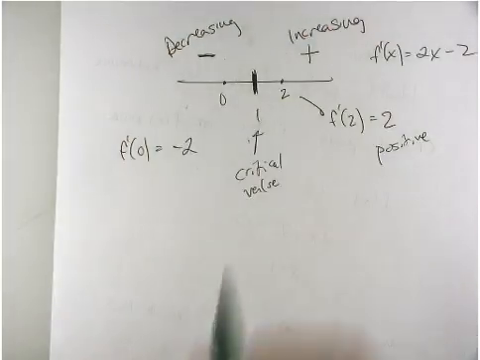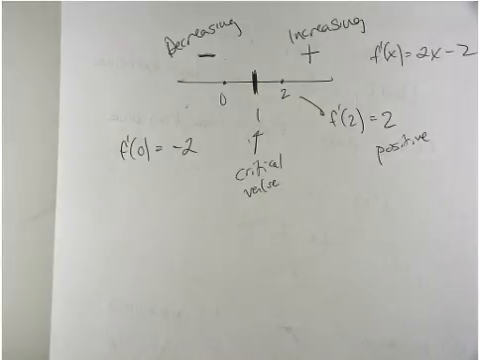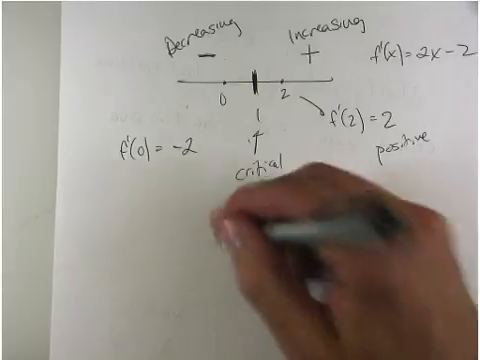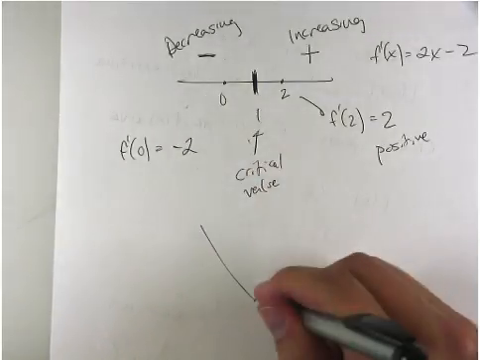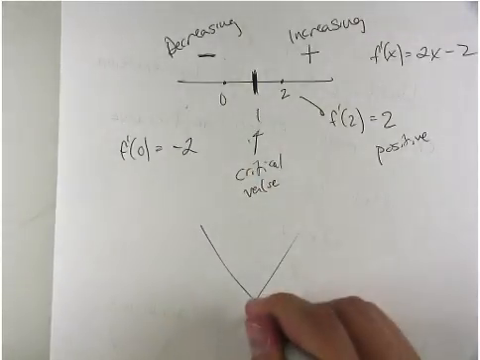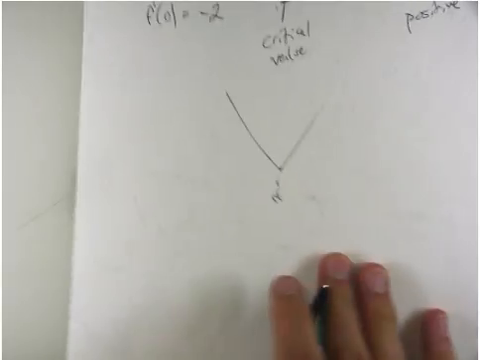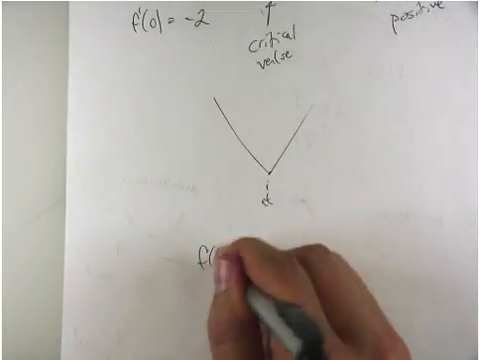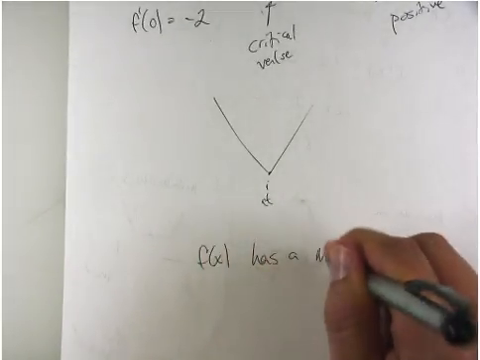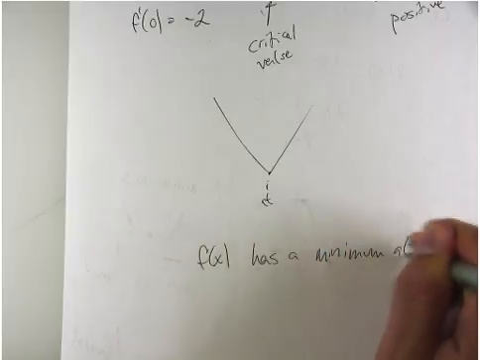So what about 1? Is there going to be a minimum, a maximum? Neither. It's a minimum, right? The function is decreasing, it hits a bottom, and then it increases, right at 1. So f of x has a minimum at x equals 1.